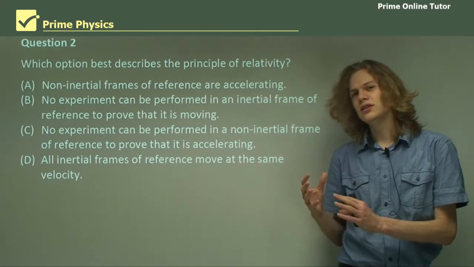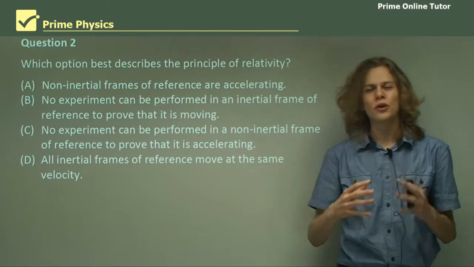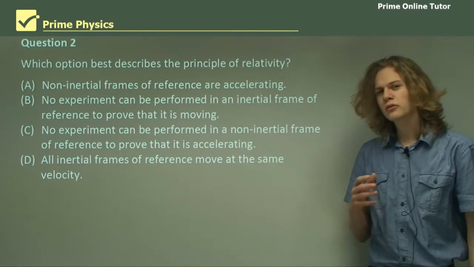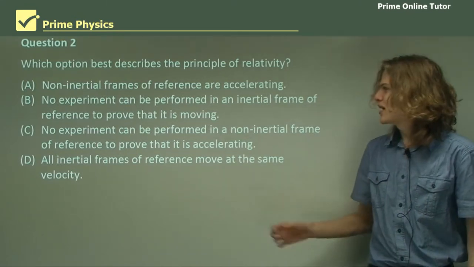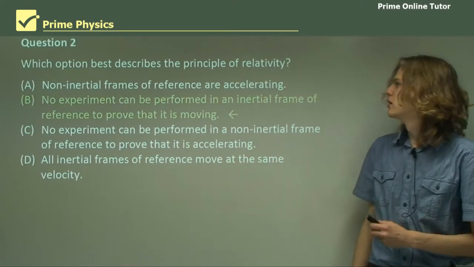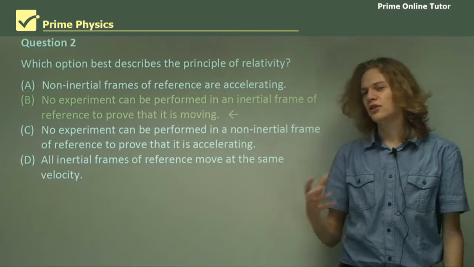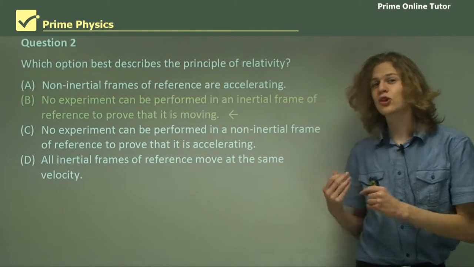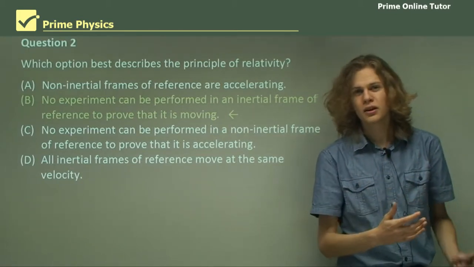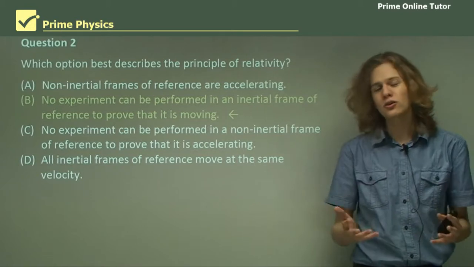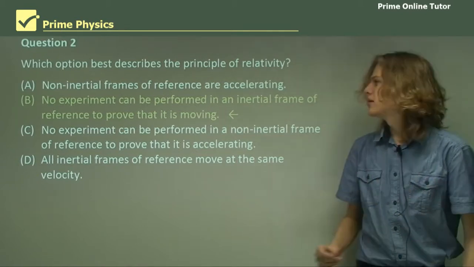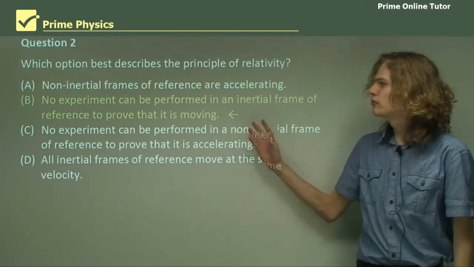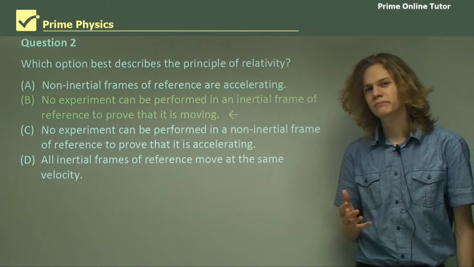The principle of relativity says that we can't tell whether an inertial frame of reference is moving, right? And the one that's closest to that form is in fact B. No experiment can be performed inside an inertial frame of reference to prove that it is moving. If we measure the speed of light, it's going to be just the same as if we were stationary. If we do any other experiment that you can possibly think of, the results will be just the same as if the frame of reference was stationary. So we can't prove that an inertial frame of reference is moving.